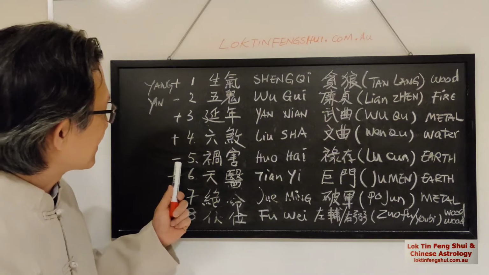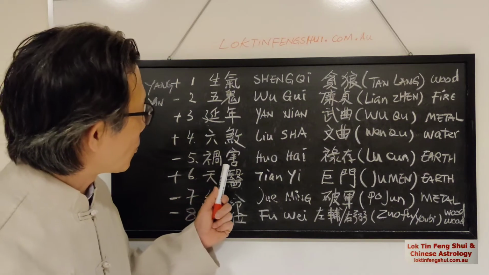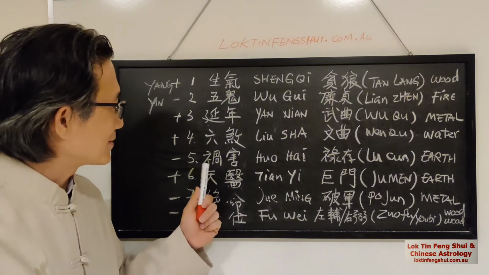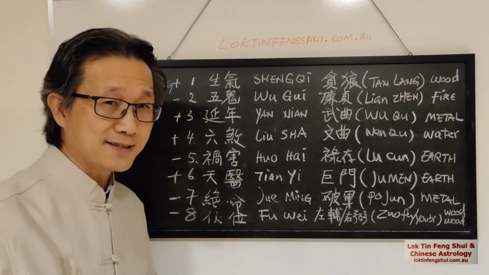And then number 5 is called the Huo Hai, or Ho Hai. Ho Hai, as suggested by the name, is not so good. It's like harm.